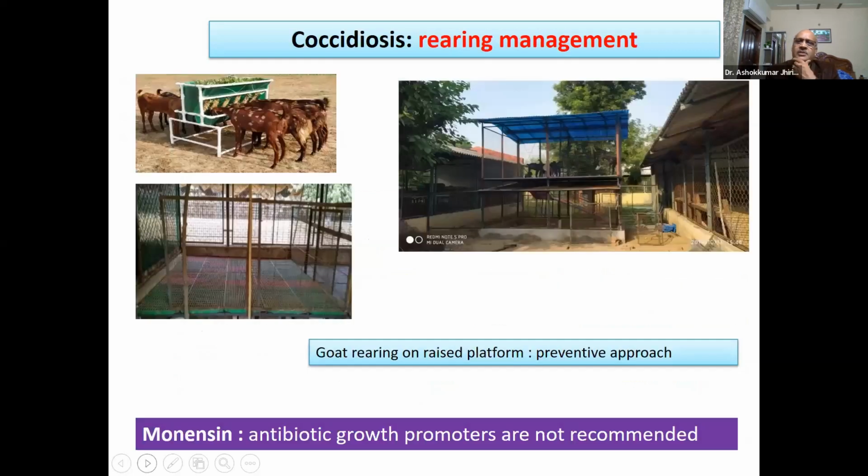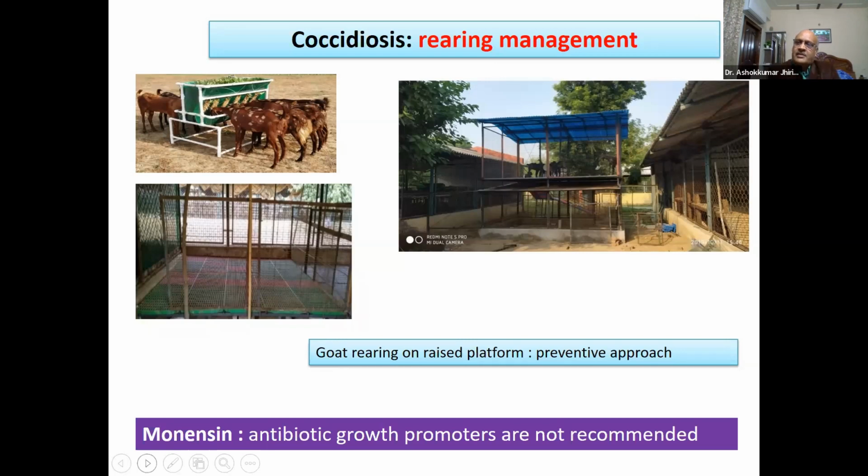Coccidiosis is always a problem in animals, either in the clinical phase or in the subclinical phase. So you need a very perfect rearing management system. The most important thing is that the infection is coming through the infected pellets. So as early as possible, the fecal pellets should be removed. You are checking the further cycle of coccidiosis.